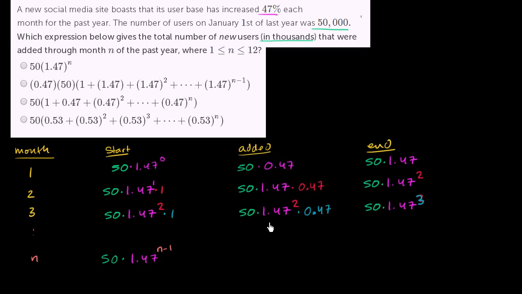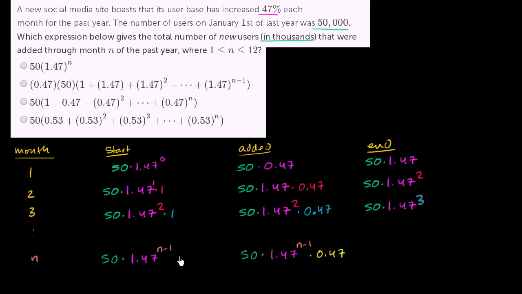Now, what are we going to add in the nth month? Well, it's going to be that times 47%. So it's going to be that times 47%, so times 0.47. And then what are we going to end with?